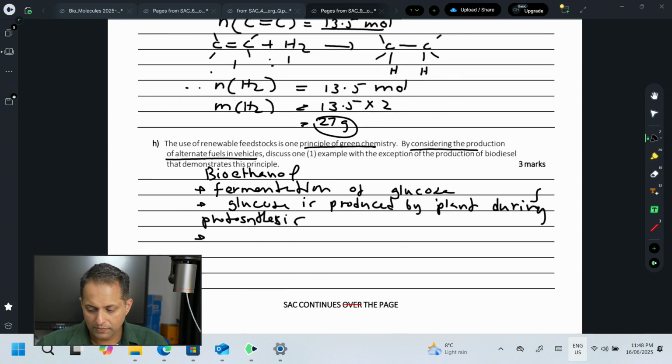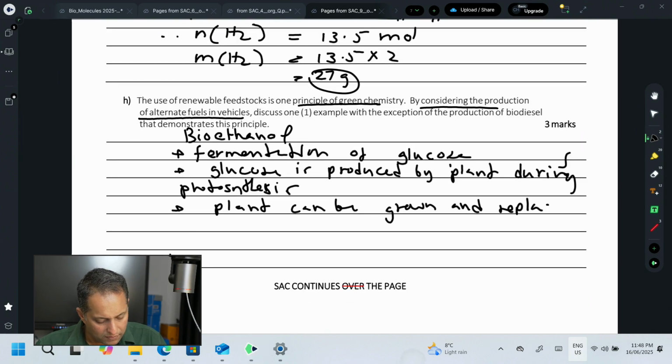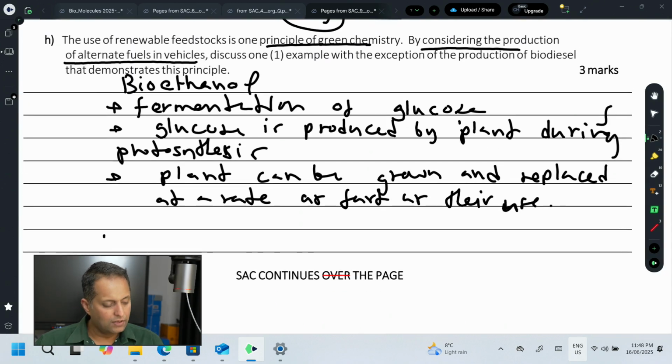Those plants, you have to say renewable, can be grown and replaced at a rate as fast as they are used. So bioethanol: fermentation of glucose. Glucose is produced by plants due to photosynthesis. The plants can be grown and replaced at a rate as fast as they are used.